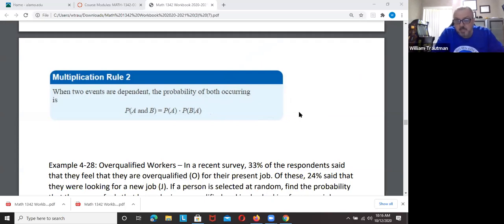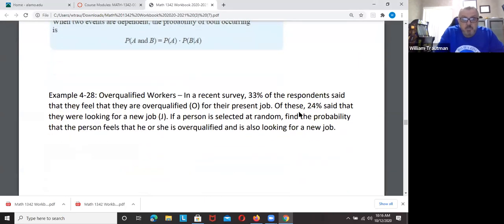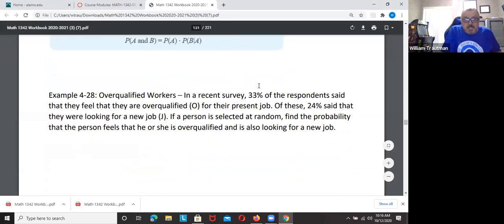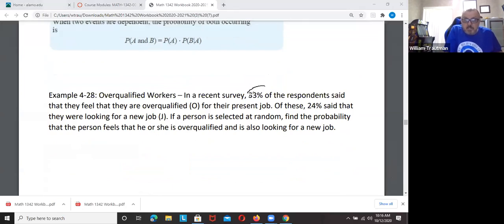So if we look at the word problem here, it says in a recent survey, 33% are overqualified at their job. I'm gonna put 33%, 0.33 is overqualified. Of these 33%, 24% said they were looking for a new job.